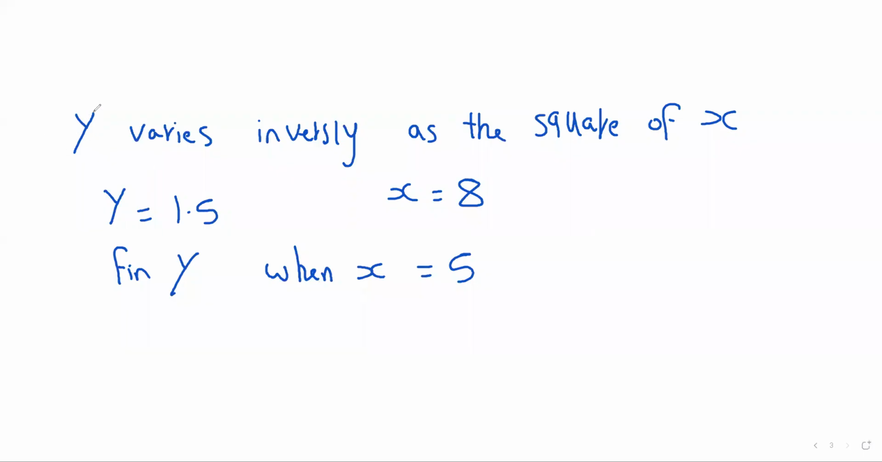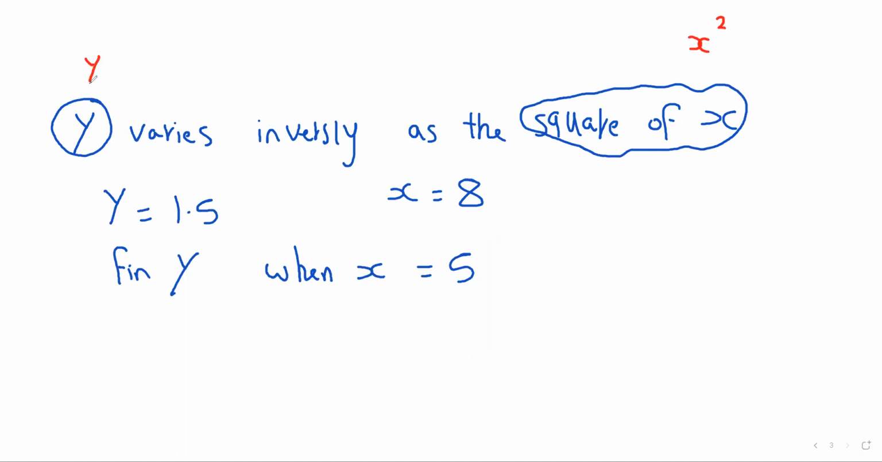Look at this example. Y varies inversely as the square of x, not x, the square of x. You know what the square of x is? X to the power of 2. And here the variable is y. Y is 1.5 as x equals 8. So that's y1 and that's x1. Find y2 when x2 equals 5.